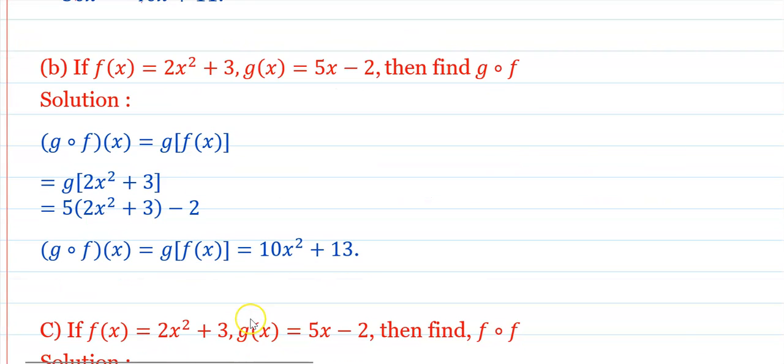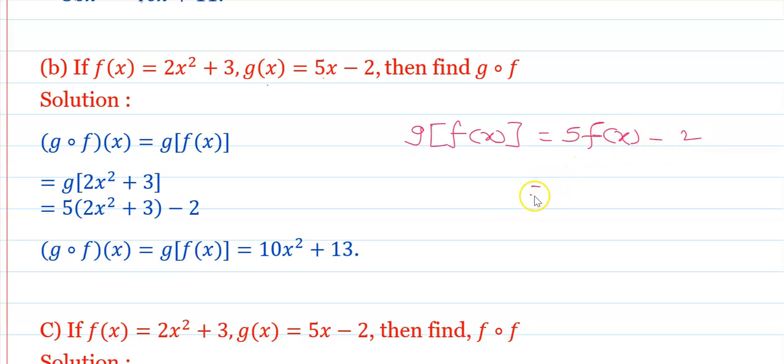Okay. Next. If f of x is equals to 2x square plus 3, g of x is equals to 5x minus 2, then find g of f of x. Okay. Now what is the g of f of x? What does it mean? G of x means what? 5x minus 2. Similarly here, 5 times f of x minus 2. But what is the f of x? F of x is 2x square plus 3. 2x square plus 3 bracket complete minus 2.